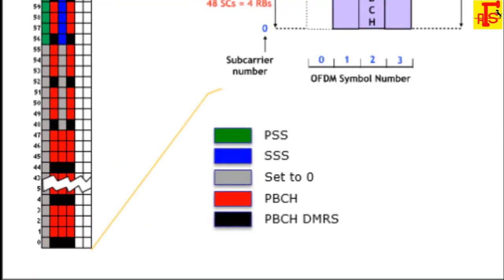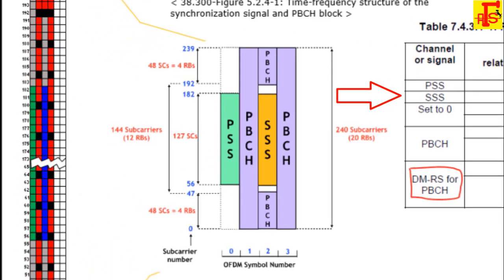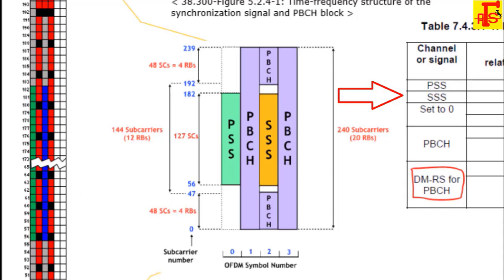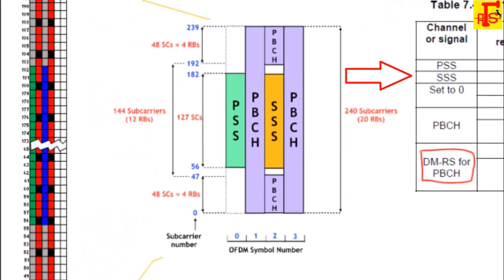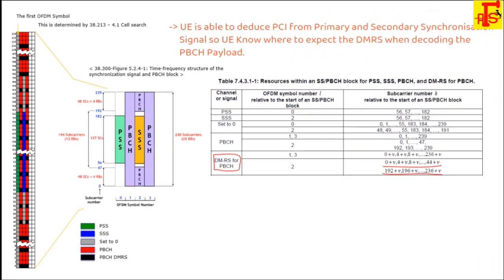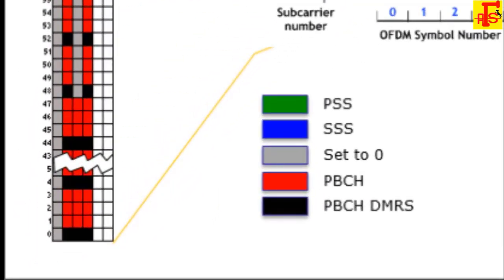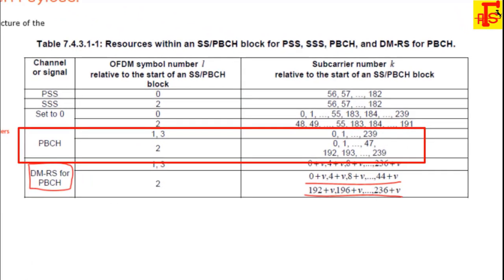And SSS, the secondary synchronization signal, is used between subcarriers 56 to 182, but it's for the third symbol. And for the third symbol, set to 0 is allocated for subcarriers 48 to 55 and 183 to 191. So the other subcarriers for the third symbol, from 0 to 47, are used for PBCH, and 192 to 239 subcarriers are used for the PBCH.